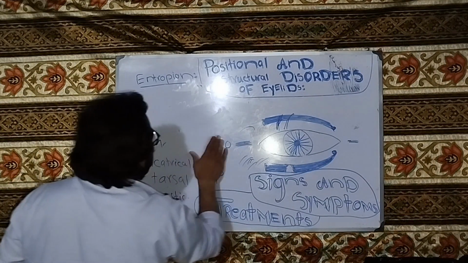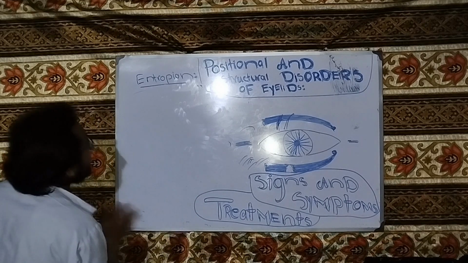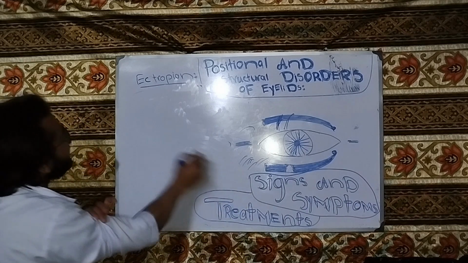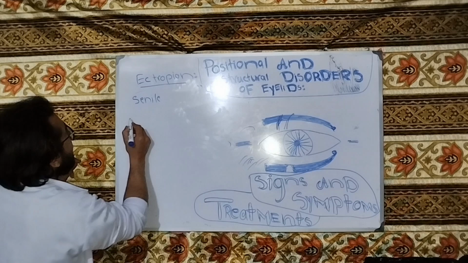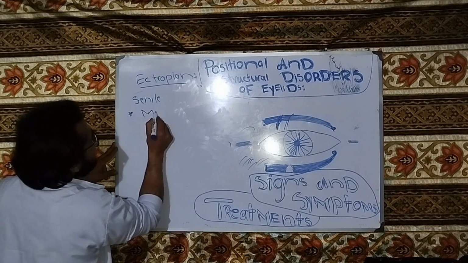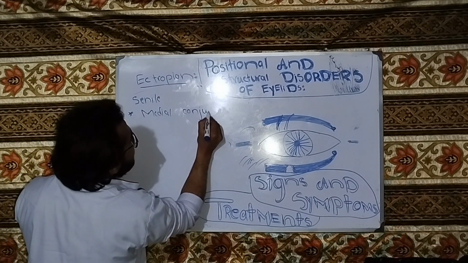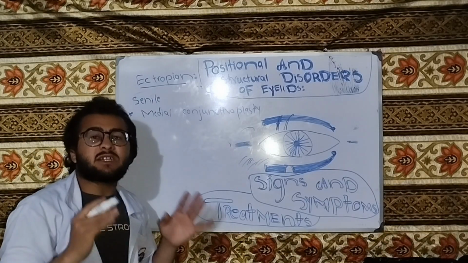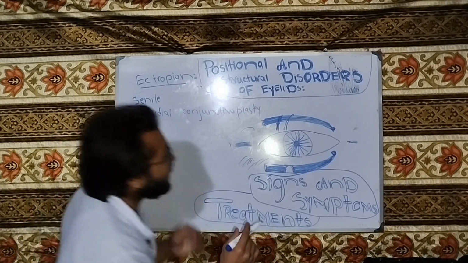Now for the ectropion, we have different types of treatment for each type of ectropion. So for the senile ectropion, if this is mild, we will do a procedure called medial conjunctivoplasty. In medial conjunctivoplasty, we are removing a diamond piece of conjunctiva from below the punctal area.